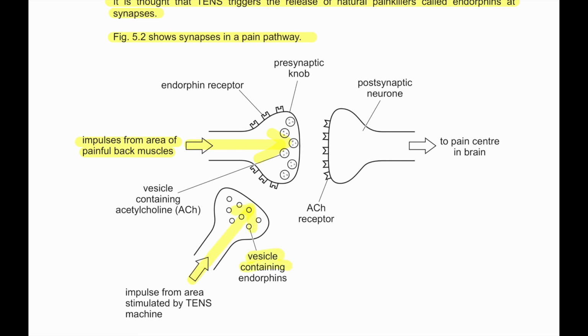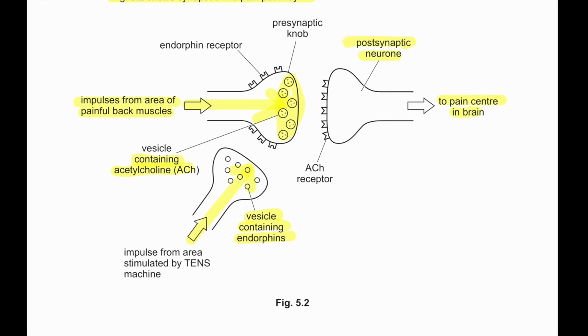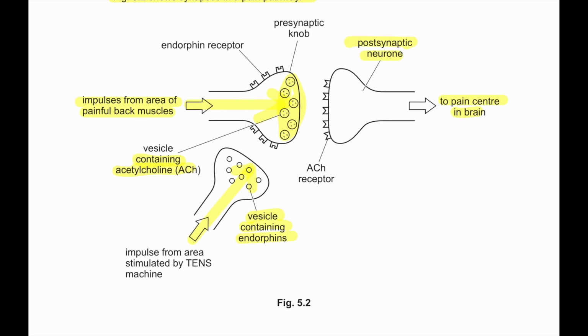These vesicles contain endorphins, and these vesicles contain acetylcholine. So the pain center in the brain and the postsynaptic neuron will respond to it. Basically, if the TENS machine is working, then it will release endorphins, which will then bind with the impulses from the area of painful back muscles, and as a result, this acetylcholine will not be released, and thereby the pain center in the brain will not be activated.